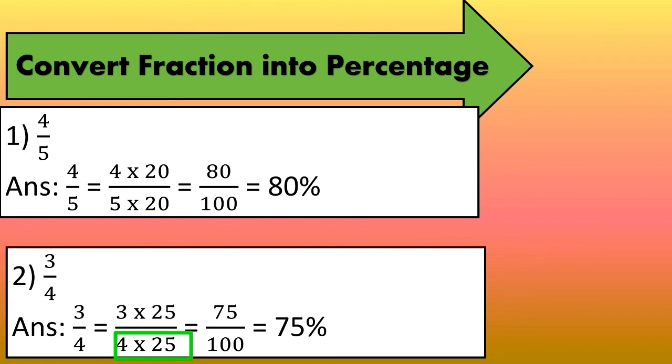So 25 is given to the denominator. Then we have to give numerator also. 3 into 25 is how much, student? 75. Very good. 4 into 25 is how much? 100. Now 75 upon 100 we will write in symbol 75%.